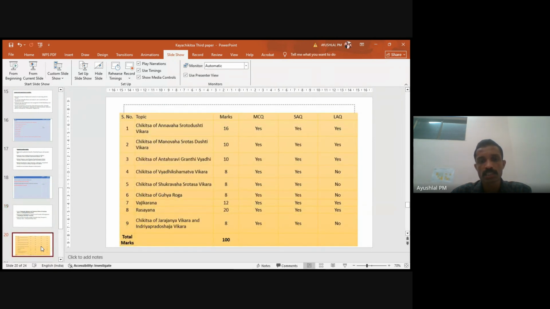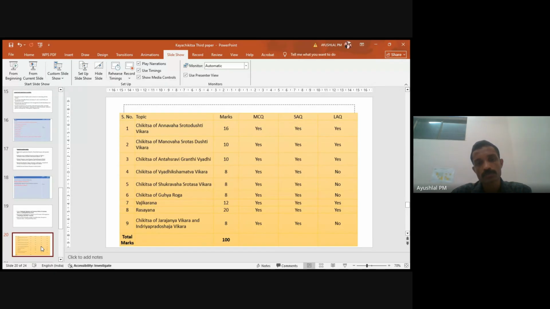So you can just see here how the marks are distributed in third paper. So Chikitsa of Annavaha Srotodushti Vikara, 16 marks. You can expect MCQ, short answer questions as well as long answer questions from the first point, that is Annavaha Srotodushti. Then Manovaha Srotodushti Vikaras, 10 marks. You can expect MCQ, you can expect short answer, you can expect long answer. And Chikitsa of endocrine disorders, Sthaulya and Prameha, 10 marks. You can expect MCQ or 2 SAQ or 1 long answer.